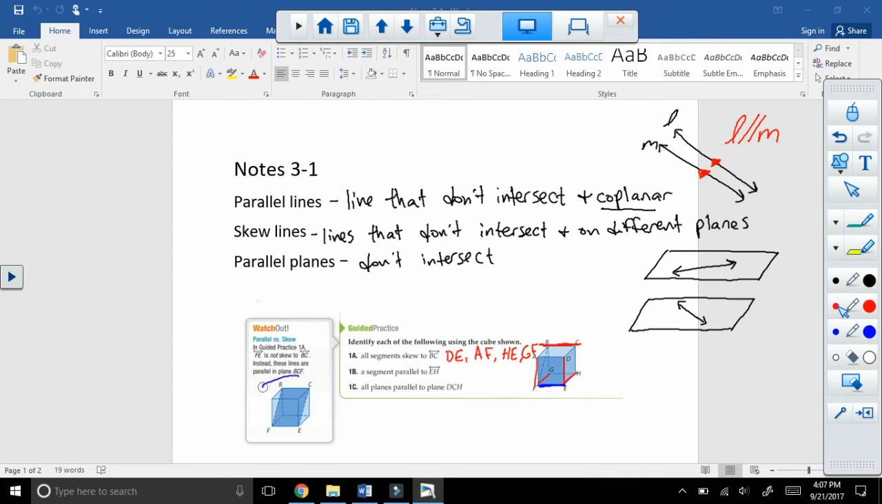Sometimes students think that this line here, FE, would be skew also, but that one's actually parallel. They show that to you over here in this picture. That's from your book, how you could have a plane that kind of goes diagonally through that cube, and they would be parallel, even though that plane's not drawn into the picture.